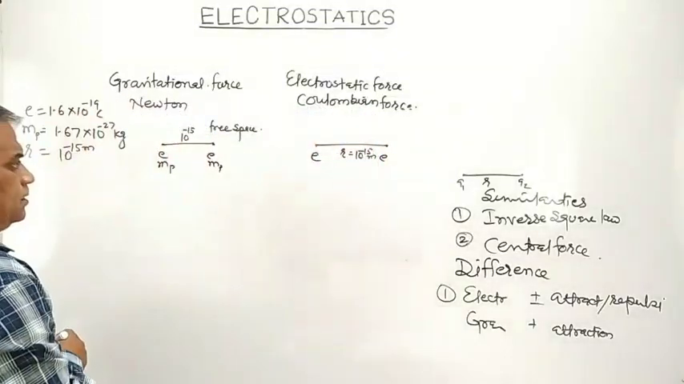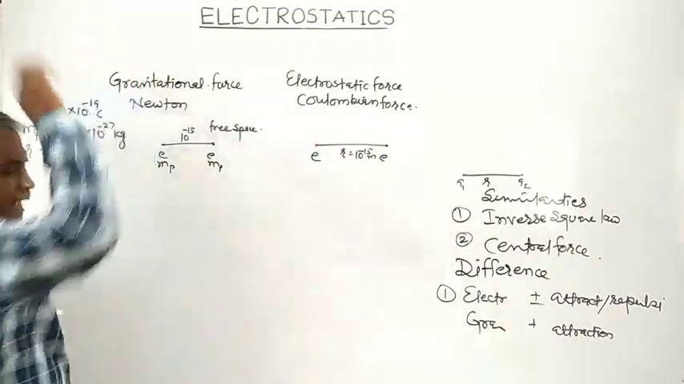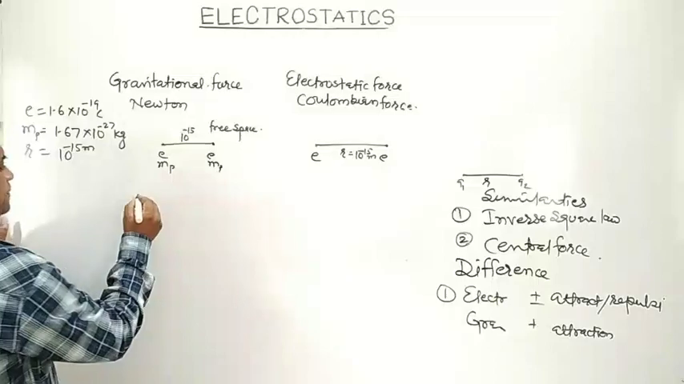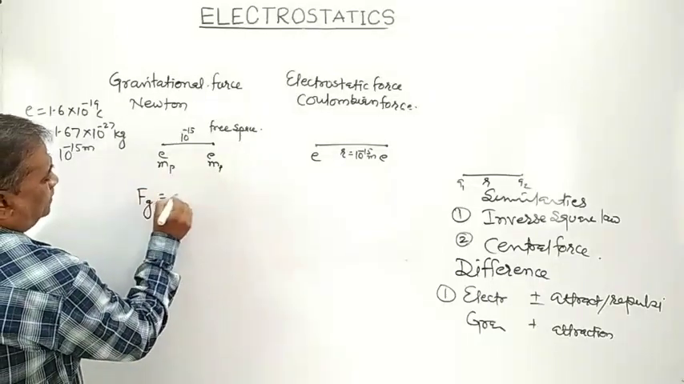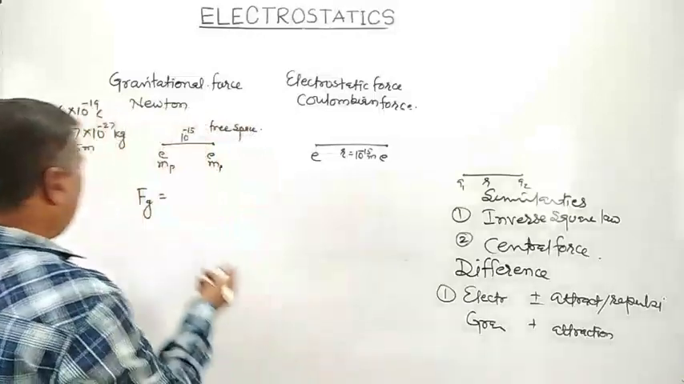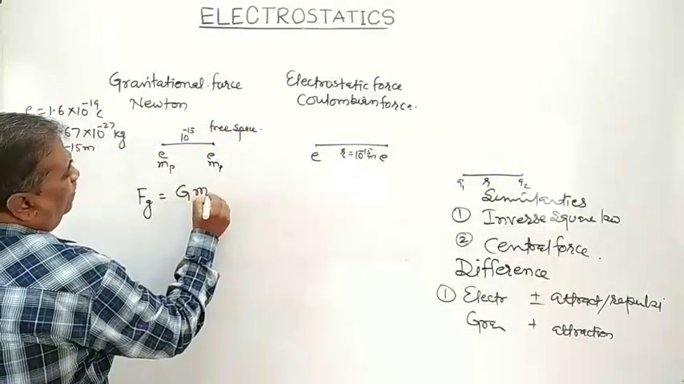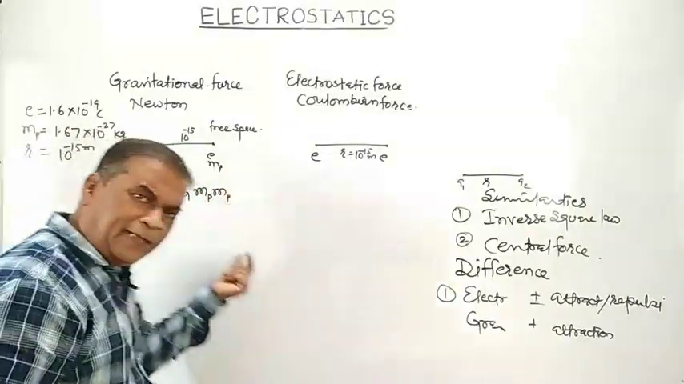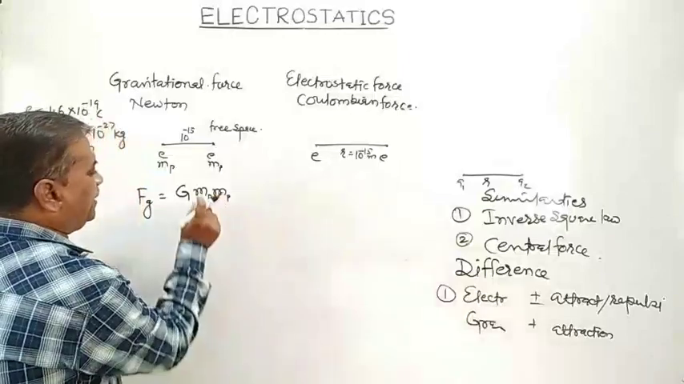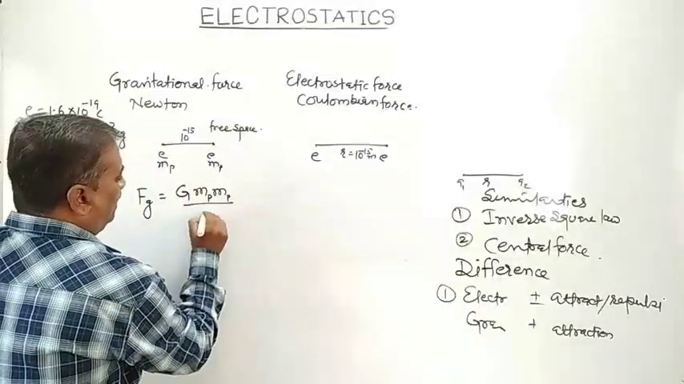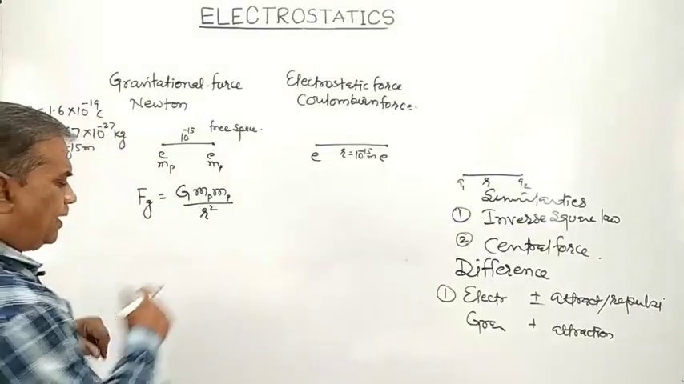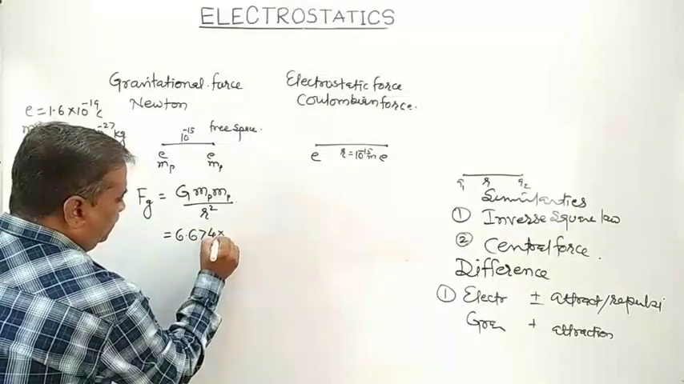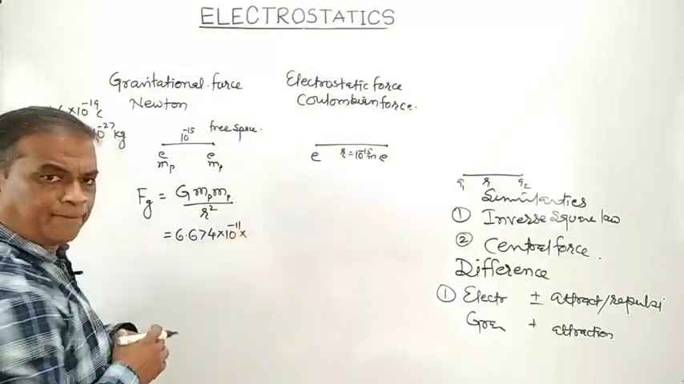Remember here that if I calculate the gravitational force between two protons separated by a distance of 10 to the power minus 15 meter, what is the formula for gravitational force? F is equal to G m1 m2. The first particle is a proton, the second particle is also a proton, so mp into mp, where mp represents the mass of a proton, upon r square. Now what is the value of G? The universal gravitational constant is 6.674 into 10 to the power minus 11.